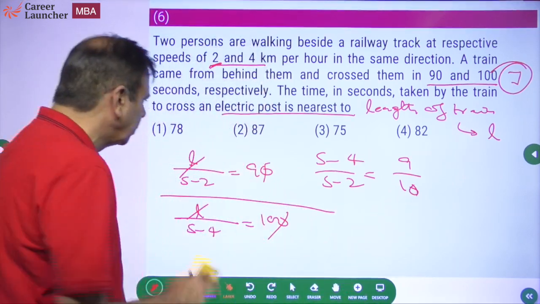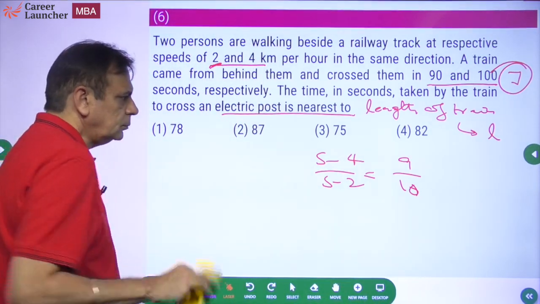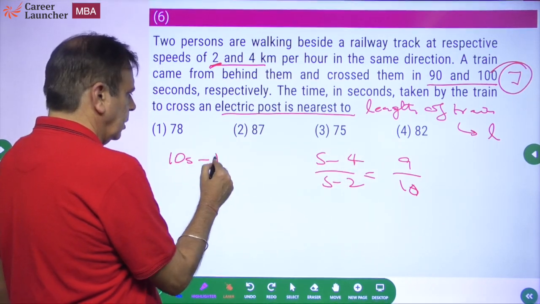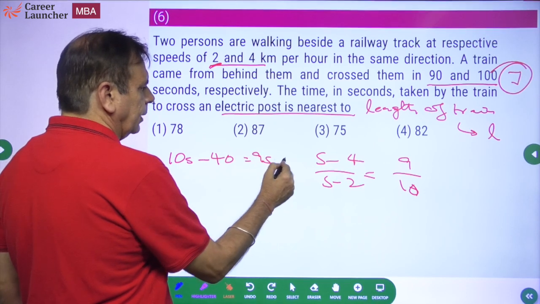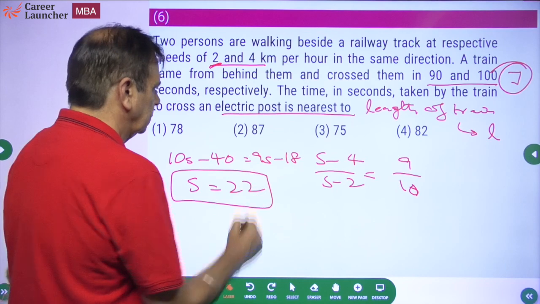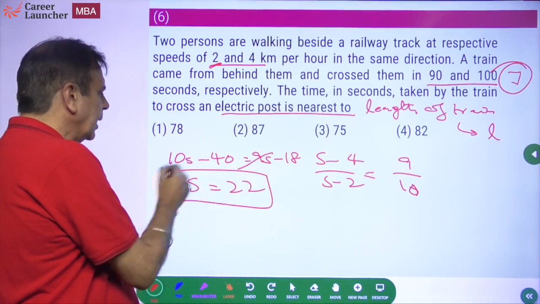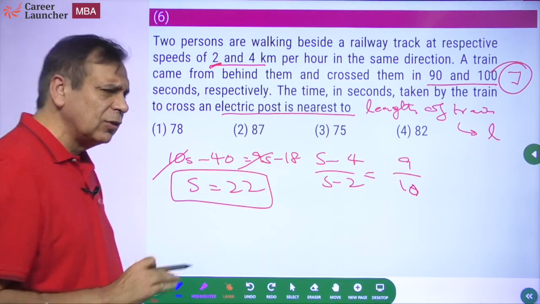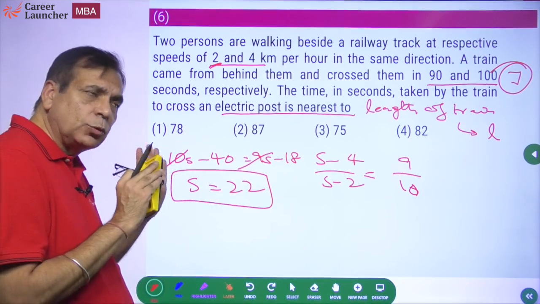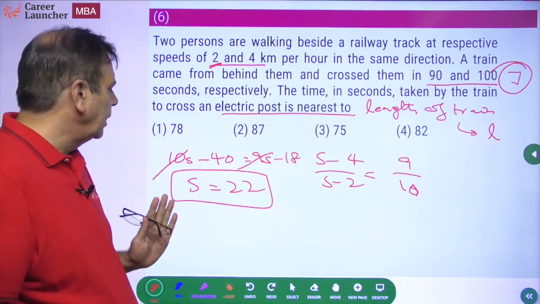So what will we get out here now? 10S minus 40 equal to 9S minus 18. That means S is equal to 22. Okay. So the 9S cancels here, S remains, and the rest goes to the other side. S is equal to 22. Okay. I hope this is clear. Now, 22 kilometers per hour is the speed.